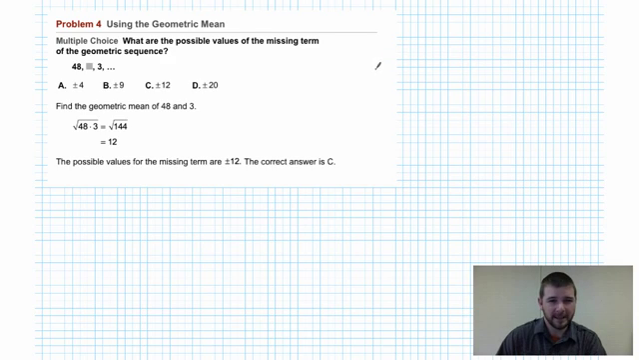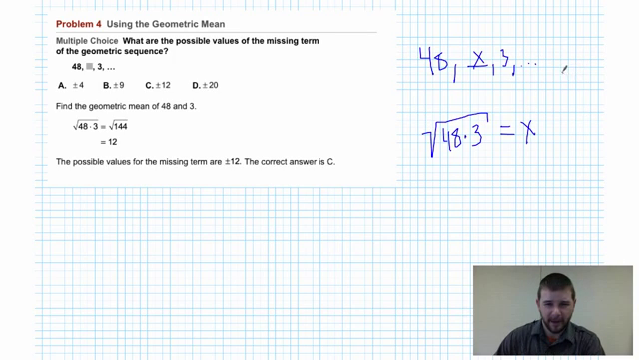What are the possible values of the missing term of the geometric sequence? Well, we have 48, missing term, 3, etc. So keeping in mind what we know about the geometric mean, we know that the geometric mean of 48 and 3 will be the square root of the product of 48 and 3, and we know that will equal x. Or it is possible that the negative version of that will equal x.